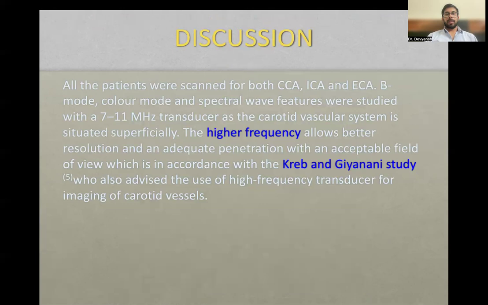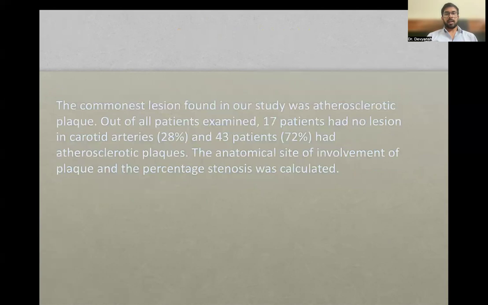Discussion: all the patients were scanned for CCA, ICA, and ECA. B mode, color mode, and spectral wave were studied with a 7 to 11 megahertz transducer as the cardiovascular system is situated superficially. The higher frequency allows better resolution and adequate penetration with an acceptable field of view, which is in accordance with the study of Krebs and Ghiani, who also advised the use of a high frequency transducer for imaging of carotid vessels. The commonest lesion found in our study was the atherosclerotic plaque.